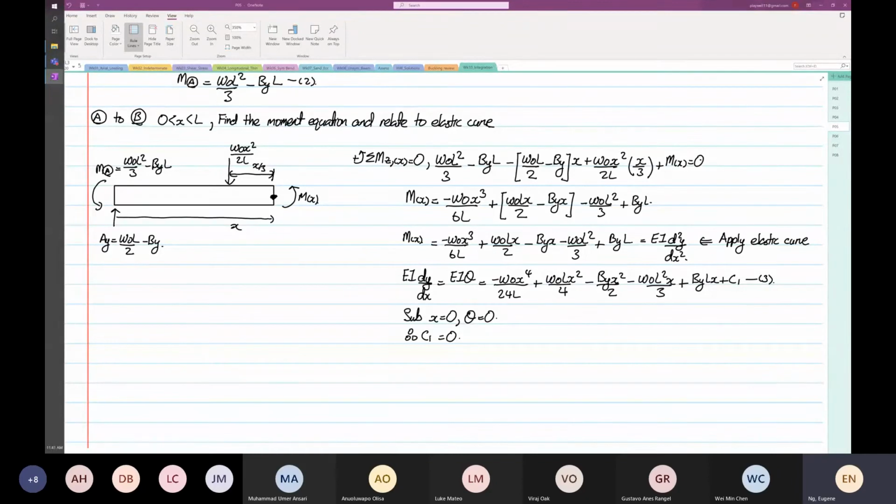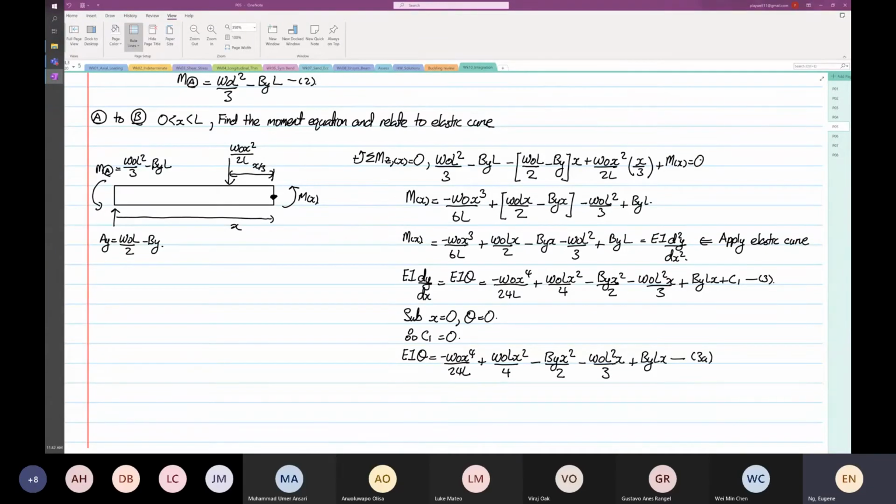So from here we have EI theta equal to minus omega naught x^4 over 24L, plus omega naught L x^2 over 4, minus wx^2 over 2, minus omega naught L^2 x over 3, plus wLx. So this is our equation 3a.